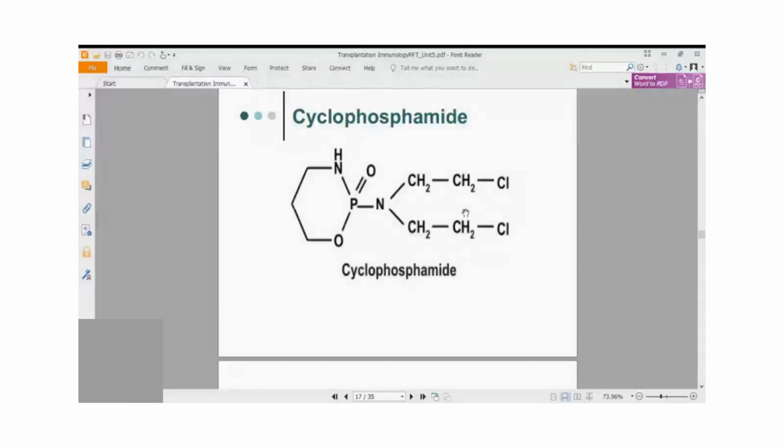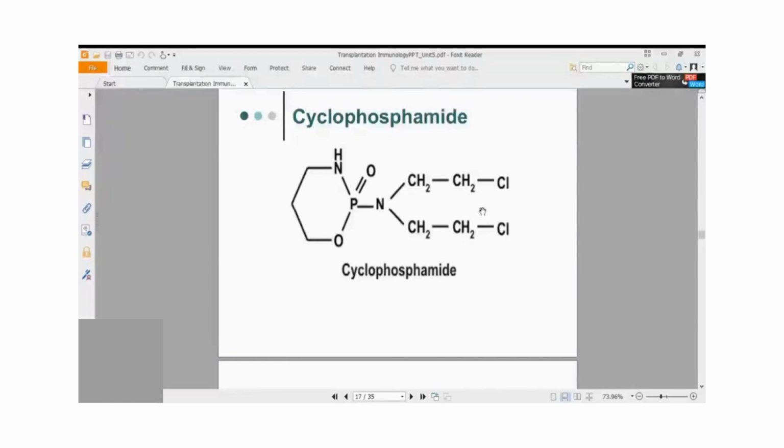Now, if cyclophosphamide cross-links the DNA strands by attaching itself to the opposite strands through this chloride linkage, it will prevent the strand from unwinding. At the unwinding stage itself, it can inhibit the DNA replication.